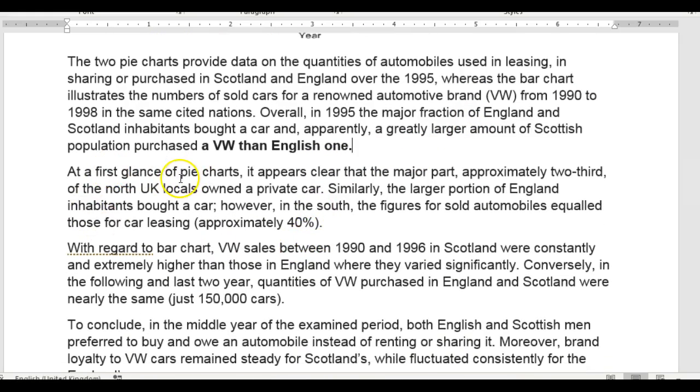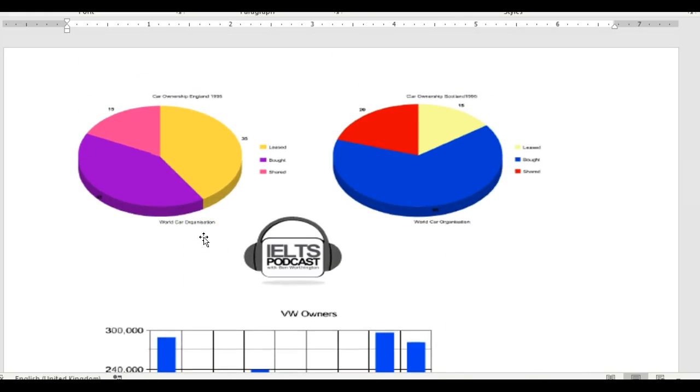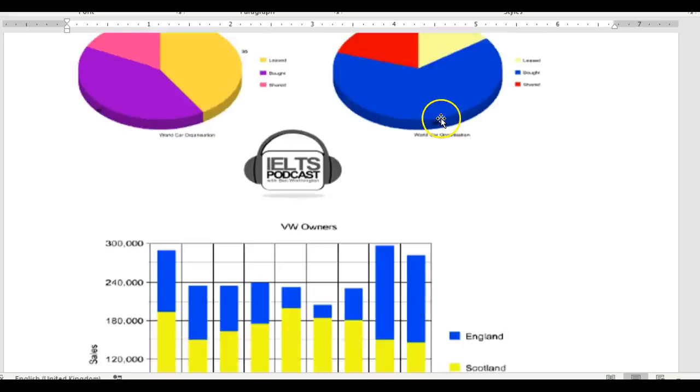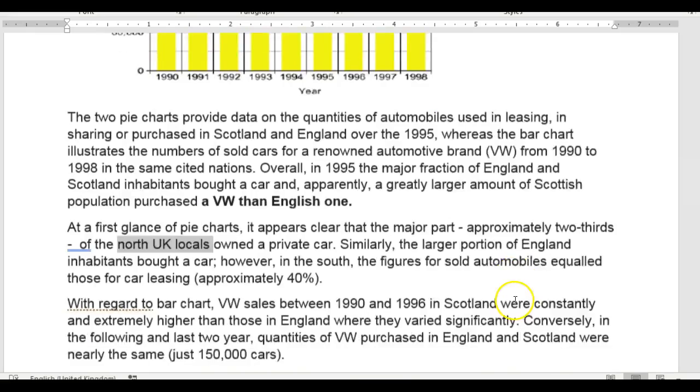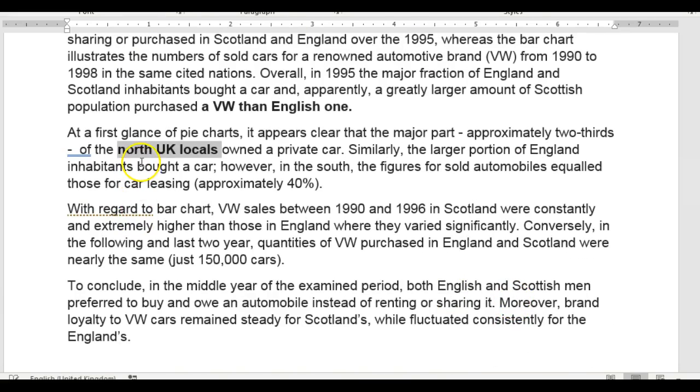Okay. At the first glance at the pie charts, it appears clear that the major part, approximately 2/3, and you can do it like this, approximately 2/3 of the North UK locals, North, why North? Wait a second, England, Scotland, why North UK locals? Do you mean Scotland? I'm not sure why you have this. Own a private car, okay.